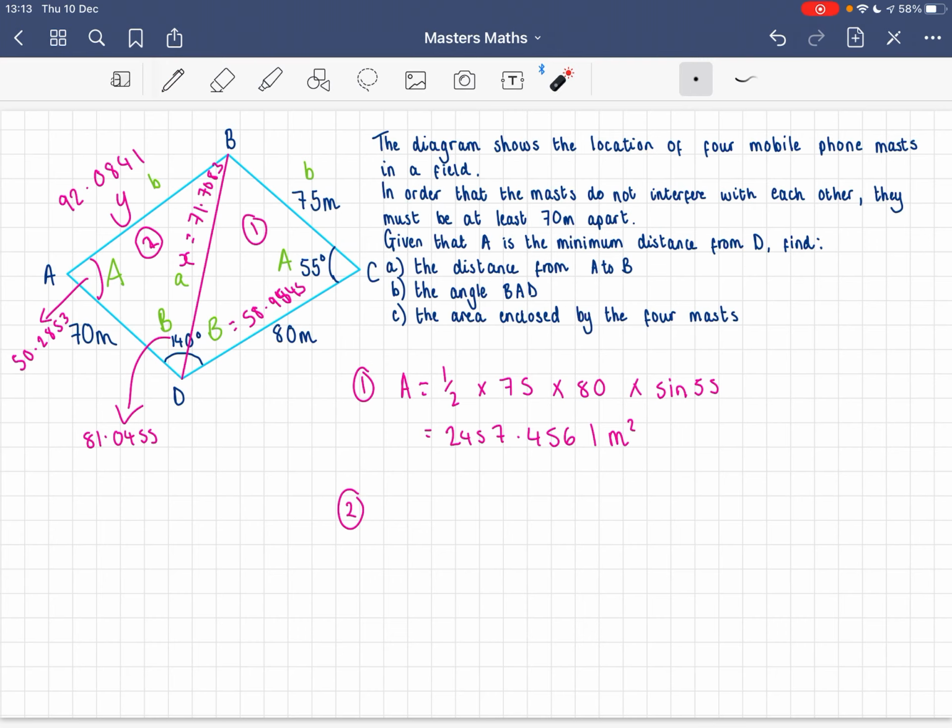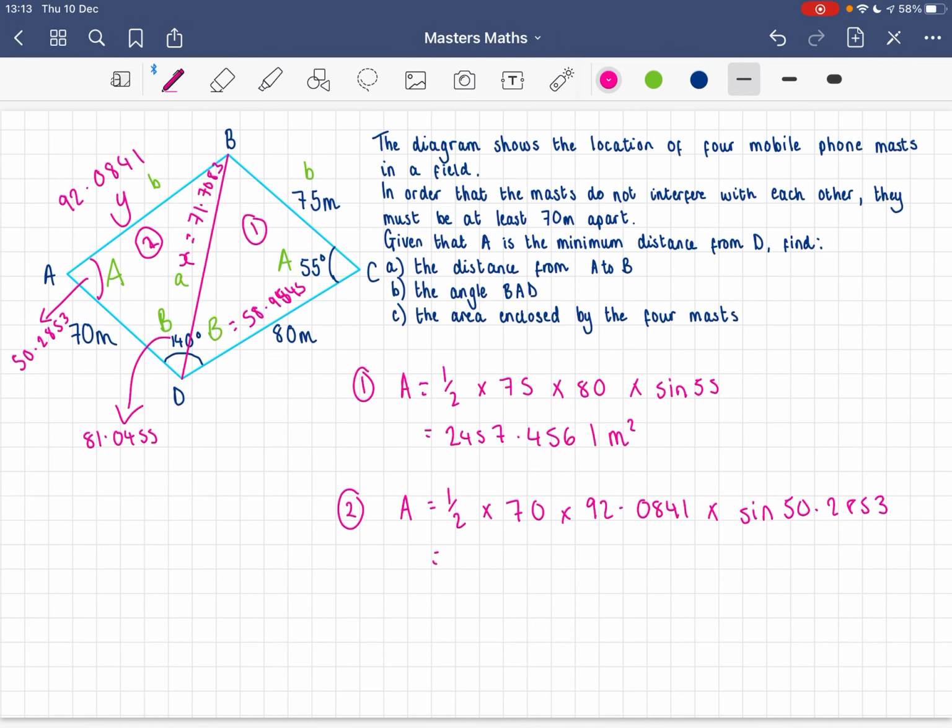For triangle 2, which sides shall I use? Which ones are easier? I'm going to use this 70, this angle BAD we've just worked out, and this value we got for Y. So the area is a half times 70 times 92.0841 times sin 50.2853. Put it in my calculator and then I'm nearly done.